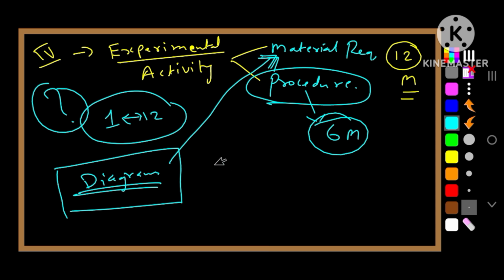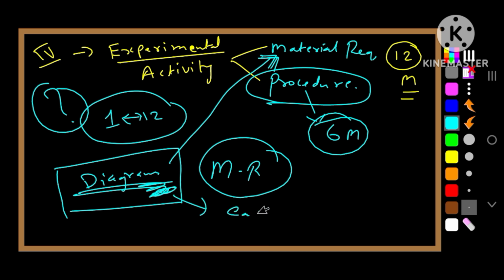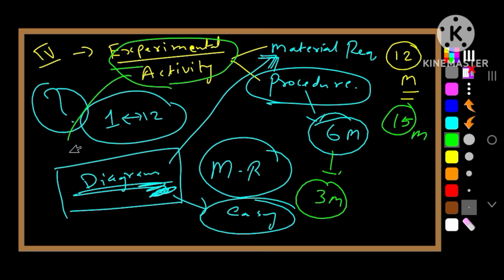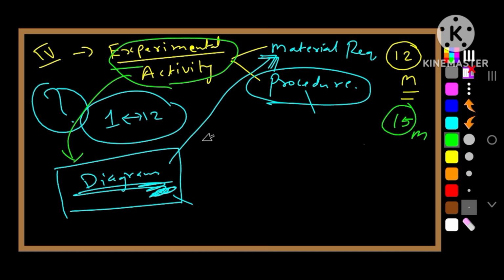So imagine that if you are writing only the material required just by going through the diagrams, which is easy. Out of this 6 marks, at least you will be getting 3 marks. So 12 marks plus 3, how much? So you got 15 marks. And one more advantage of going through these diagrams is that the fifth and the most important is very easy.